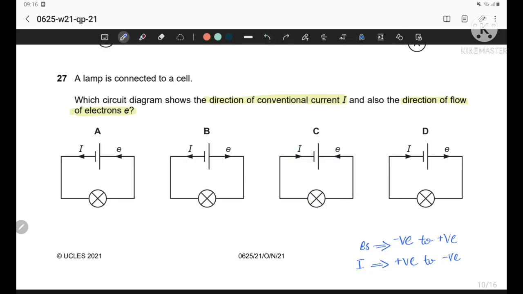Likewise, when we look at the direction of flow of electrons, we can see as electron is moving in this direction, it indicates the electrons are moving from negative side to positive side. Therefore, option C satisfies both the conditions. Hence, the correct answer is option C.